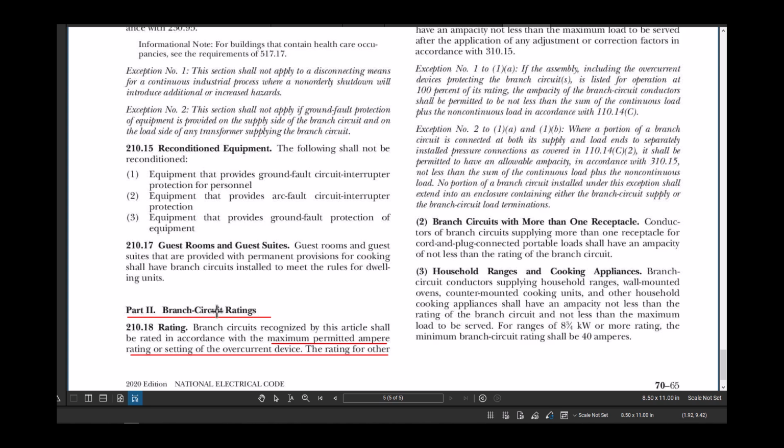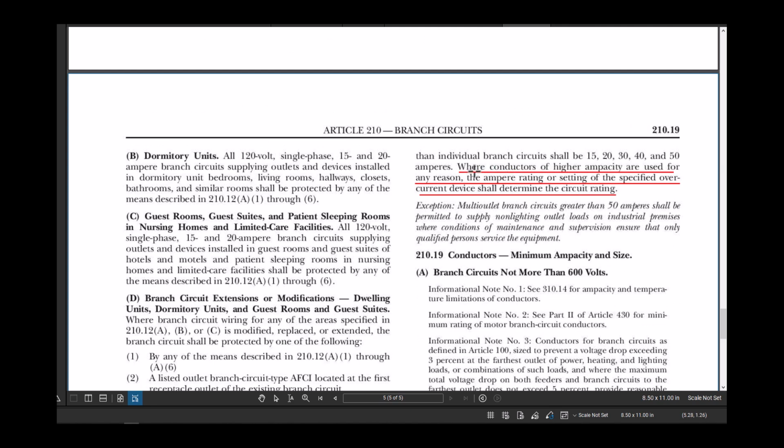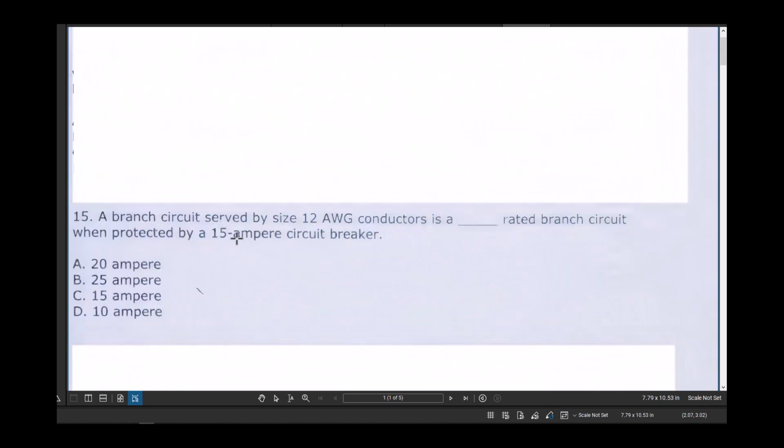210.2 branch circuit rating, when you read through, where conductors of a higher ampacity are used for any reason, the amp rating or setting of the specified overcurrent device shall determine the circuit rating, which is, when we go back to the question, the answer is C, 15 amp, which is based on what we read.